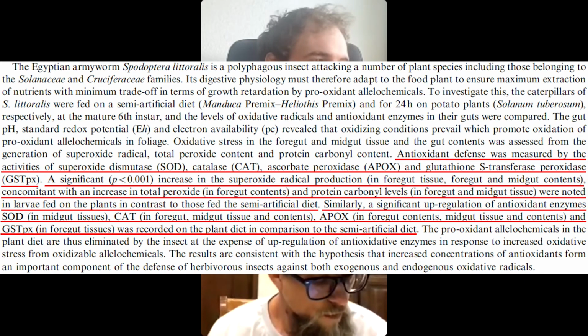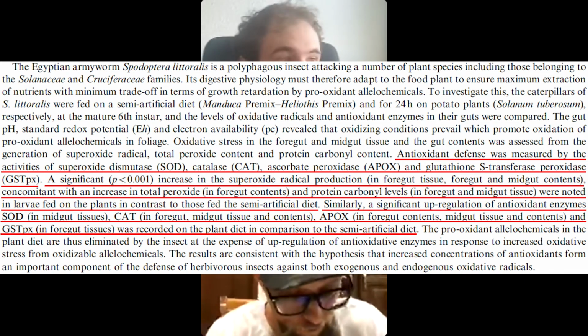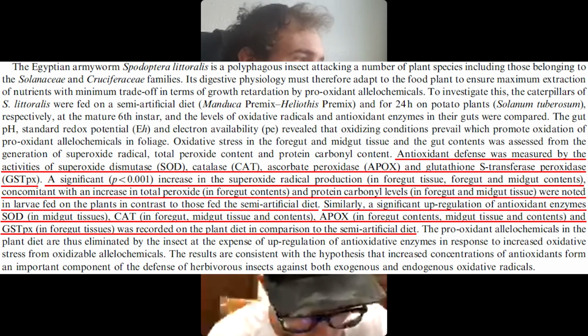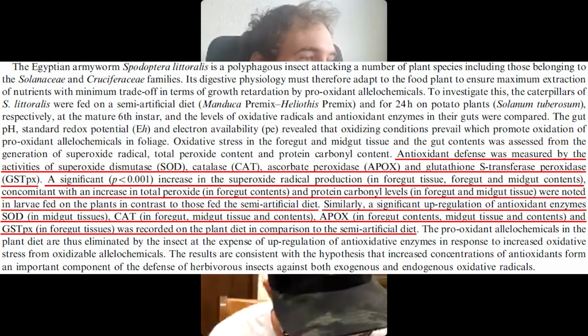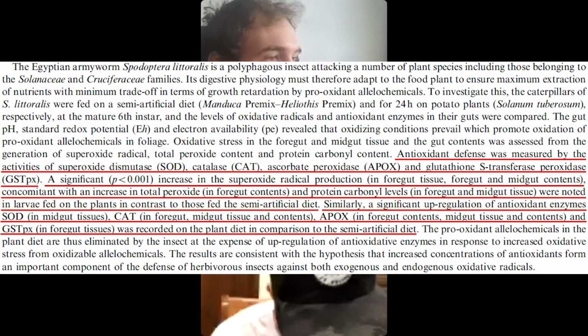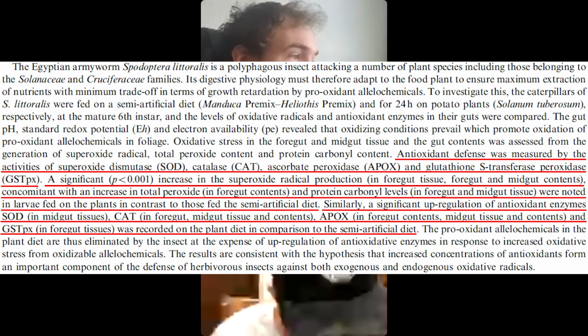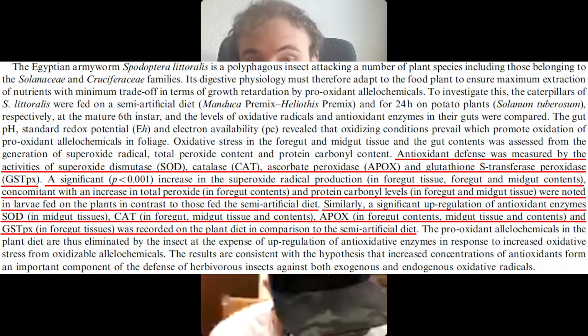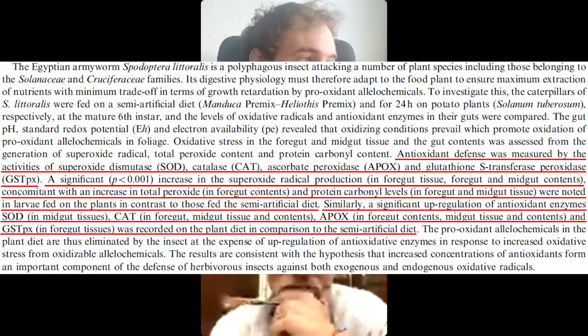But here it says, antioxidant defense was measured by the activities of superoxide dismutase, catalase, ascorbate peroxidase, and glutathione S-transferase, peroxidase, and a significant increase in the superoxide radical production in foregut tissue, foregut and midgut contents, concomitant with an increase in total peroxide in foregut contents and protein carbonyl levels in foregut and midgut tissue, which I know is technical, I'll talk about it, were noted in larvae fed on the plants. In contrast, those fed the semi-artificial diet. So they had them fed on an artificial diet, and they had them fed on the plant.